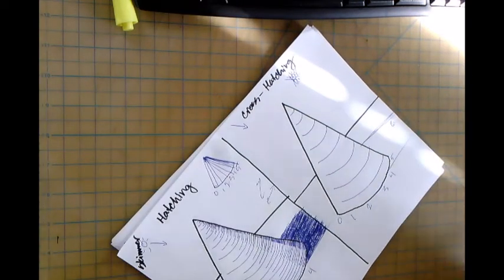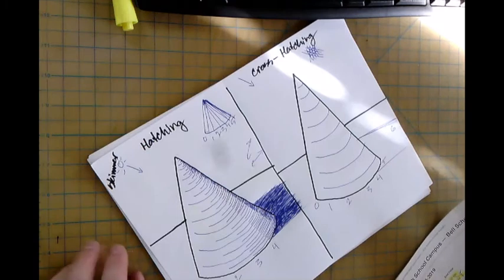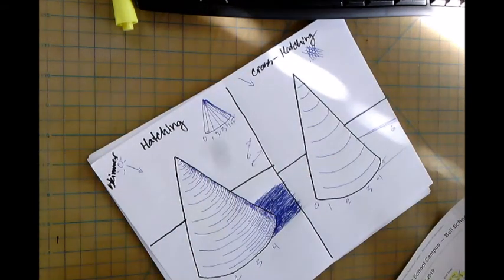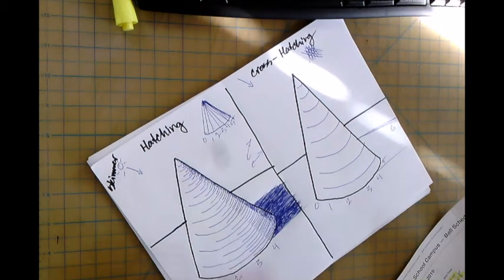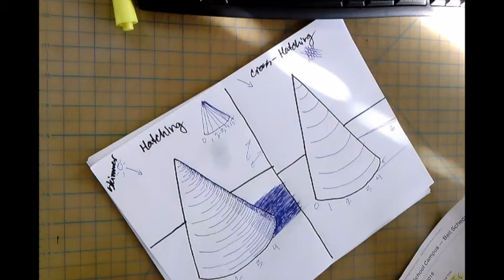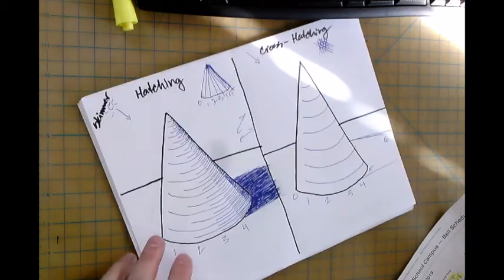So just to recap, we're starting the exact same way, right? We got a light source coming in from the top left. We drew a cone. We're adding value. So far, it's the exact same with hatching and cross hatching. But it's about to get crazy.